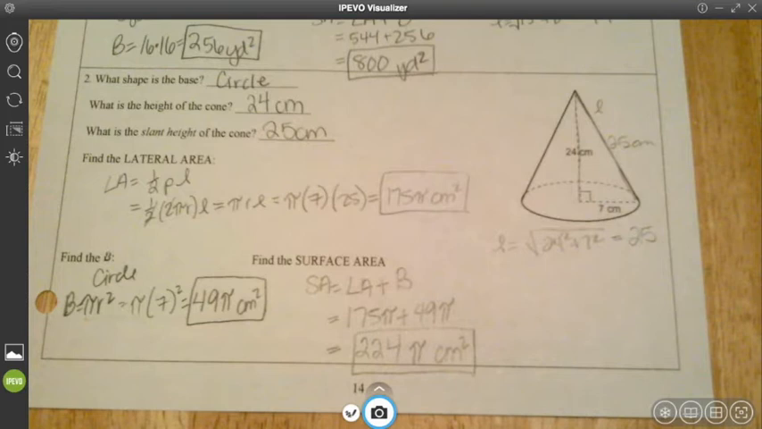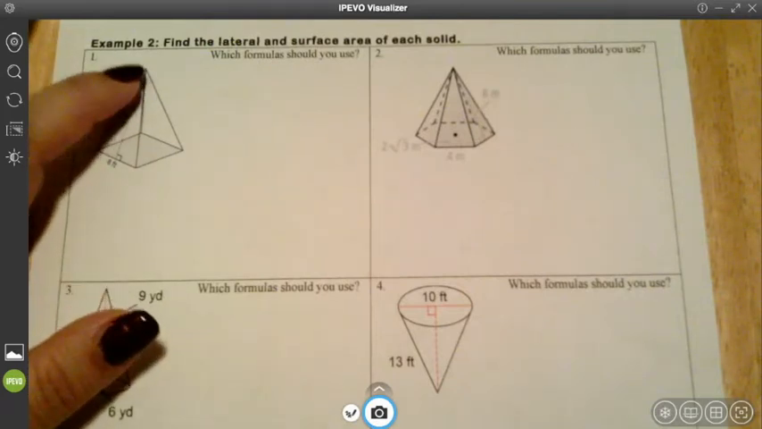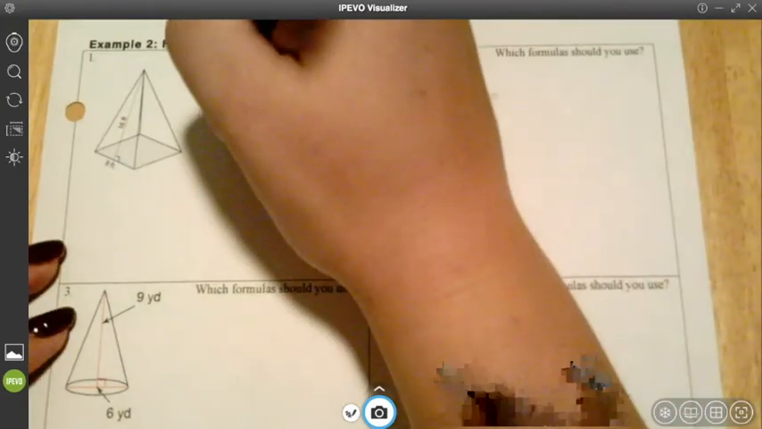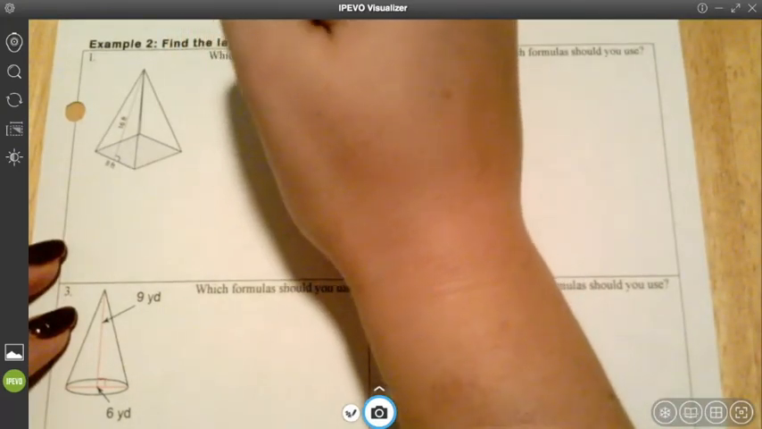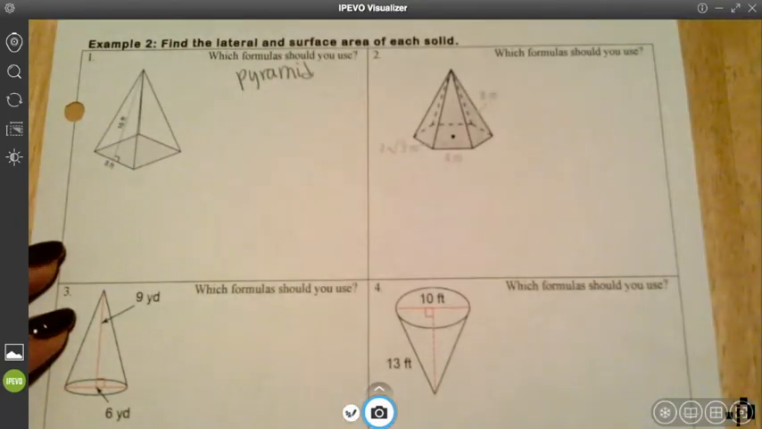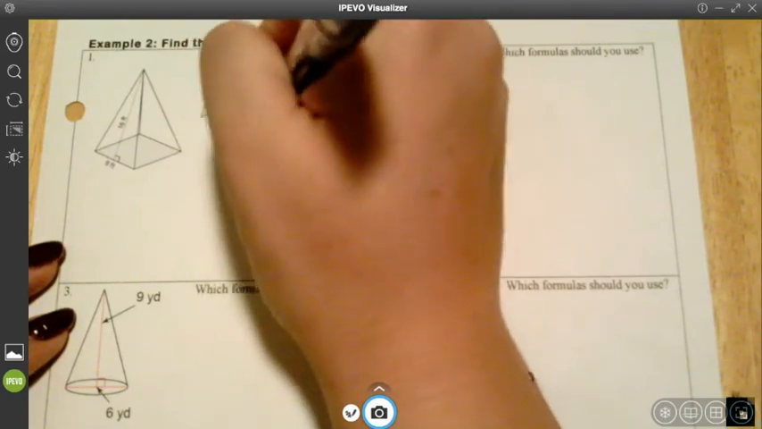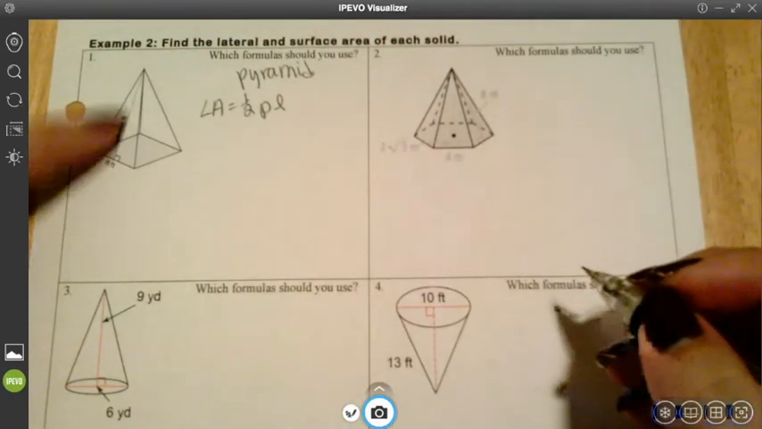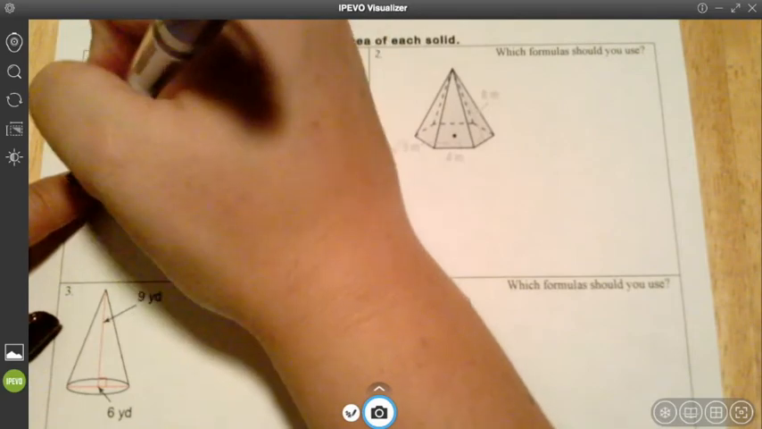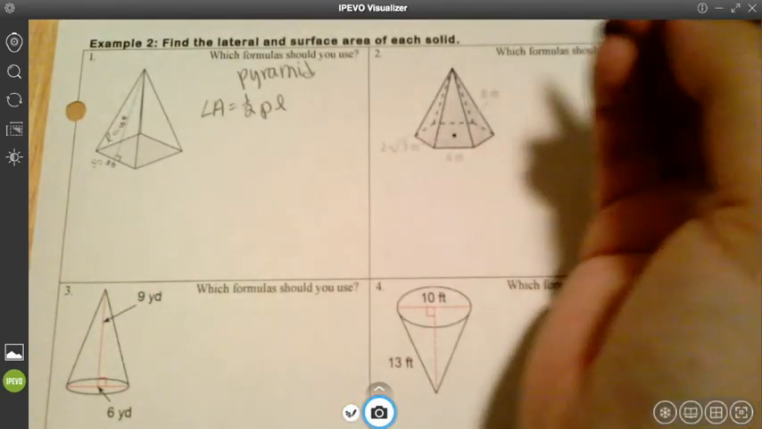Okay, let's look at our last page, which is more examples. So here we have, first I'm going to check it is a pyramid because it goes to a point. So this is a pyramid. We've got triangles. It's going to involve 1/2. So our lateral area is 1/2 PL. I have L is 16. I have a side, which is 8. I don't have the height, but I don't need it quite yet.